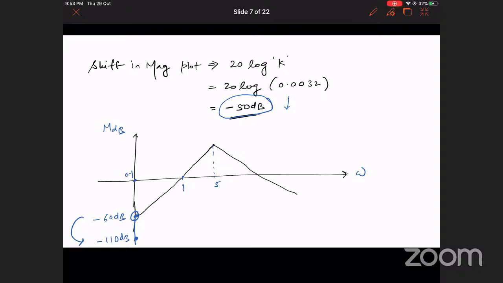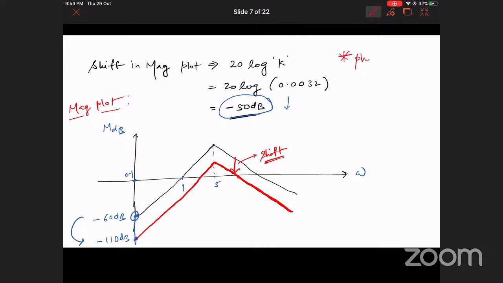From here, you have to start plotting. I'll take a ruler and draw the exact parallel plot. It may look like this. This is the final plot, guys. This is what we call the shift. So this is regarding the magnitude plot. We are done with the magnitude plot. What is left is only the phase plot.